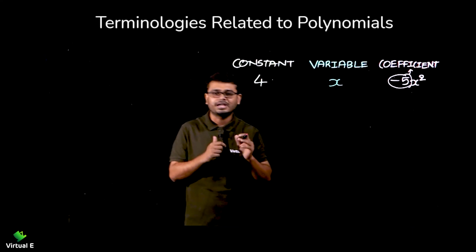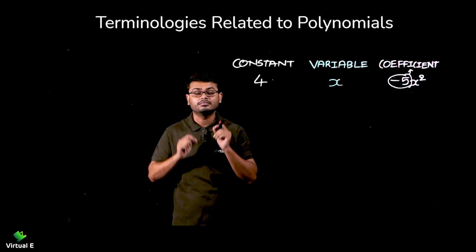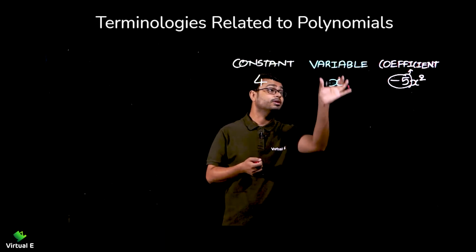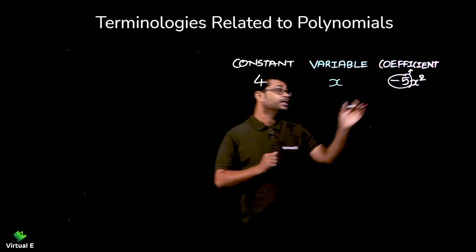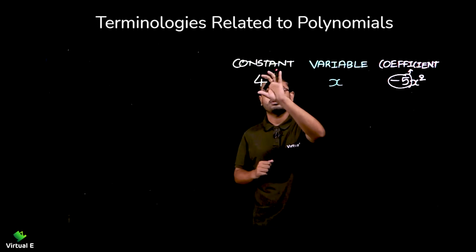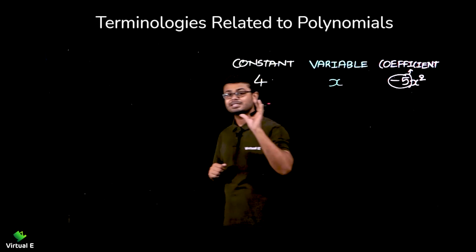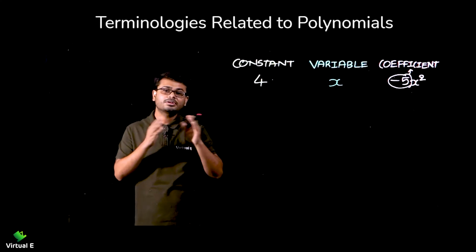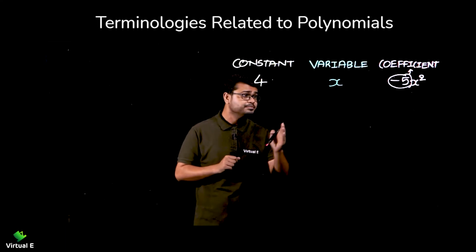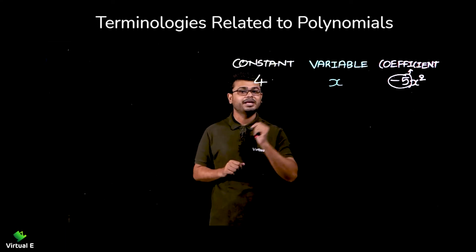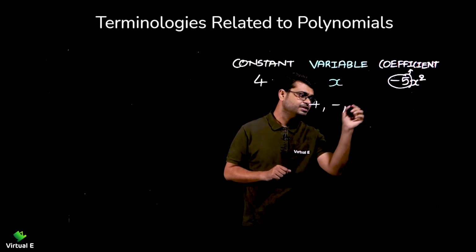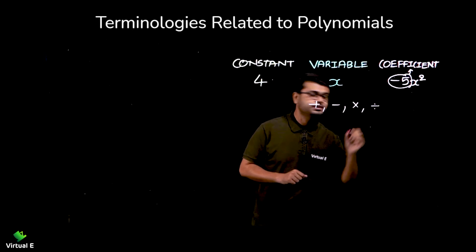Now one more word that we need to discuss, that is term. Term means, if you take any number, that is a term. If you take only a variable, that is also a term. If you take a coefficient and the variable, that is also a term. So all these 3 I can take as a term. Now how are terms differentiated? They are differentiated based on the operators. In mathematics, there are 4 operators: plus, minus, multiplication and division.